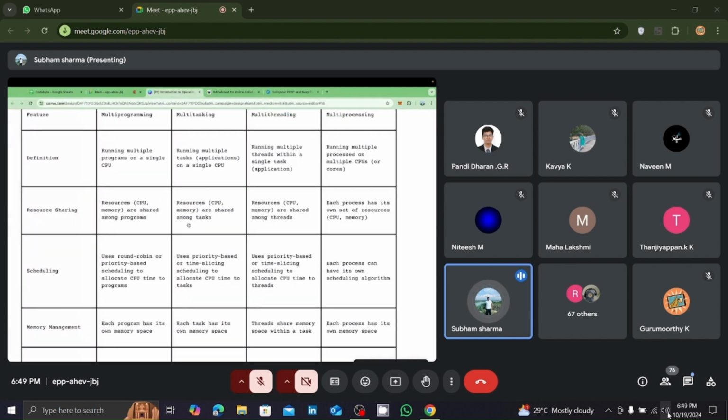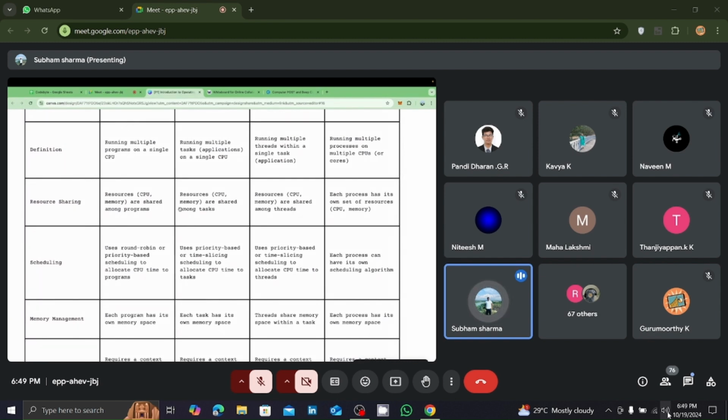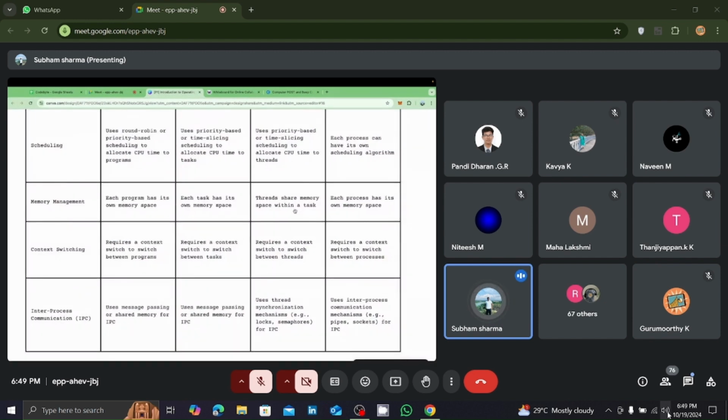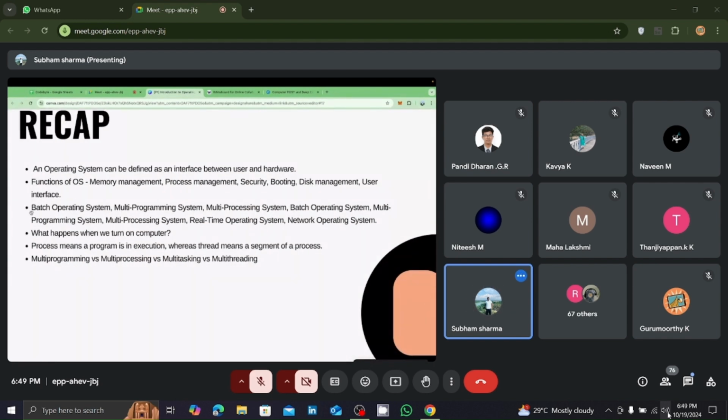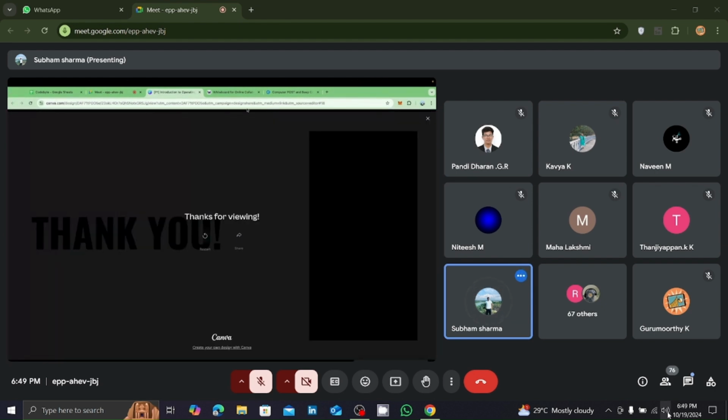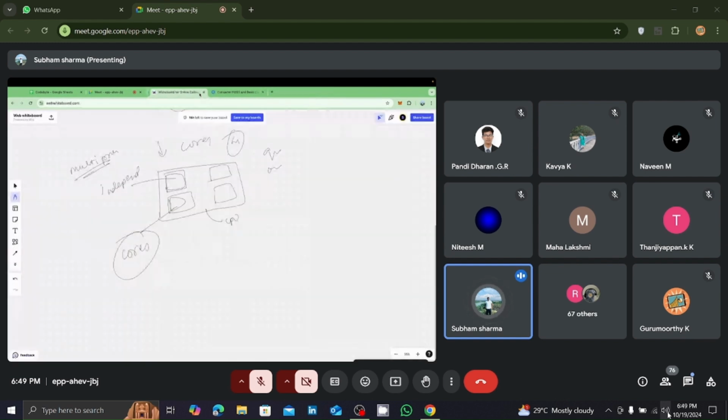Now, resources are shared among programs, resources are shared among tasks. Nothing more to recap. I think we started from the fourth point: what happens when you turn on the computer, and process means a program in execution. So now we'll see what is next. This PPT is done, so I'll open up the next PPT.